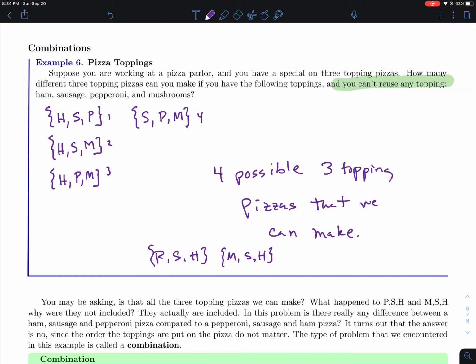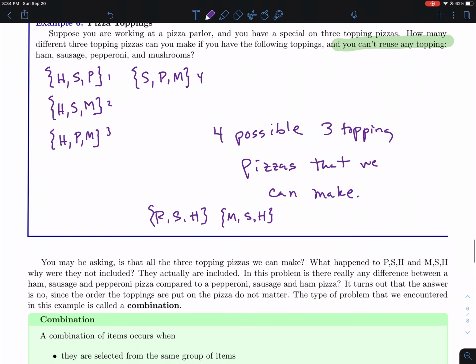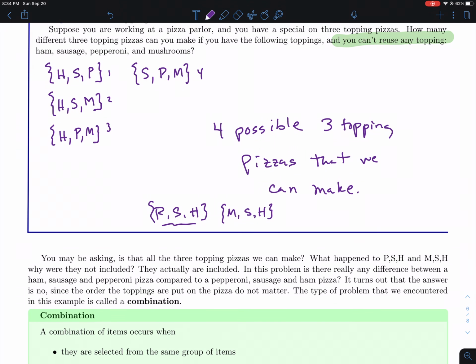Remember, in a permutation, you weren't allowed to reuse items, but the order mattered. In combinations, we still can't reuse items, but the order doesn't matter. What that means is there are going to be a lot fewer combinations than permutations, because the ones written down here would actually be included in a permutation list, but they end up being the exact same as these above because they're not ordered. So we don't need to double count them.